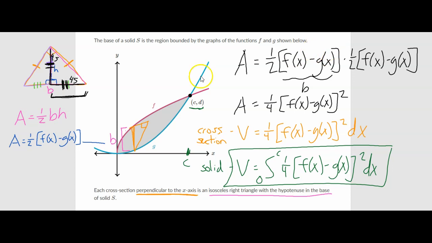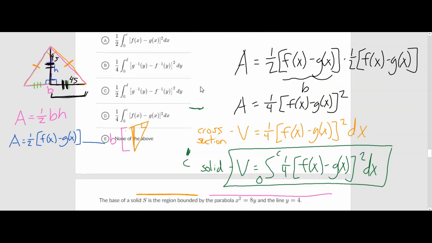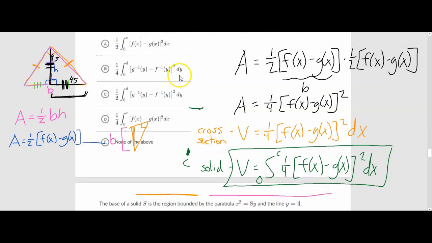All right, let's go see if that matches an answer. Got a lot going on the screen here, but that does match the answer D. Very close to A, except A has 1/2 rather than 1/4.